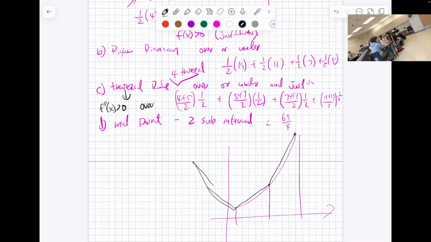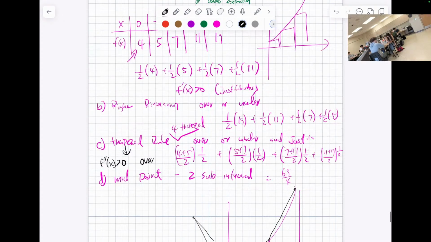Because it's concave up. So if the second derivative is greater than 0, it's concave up. You have to say it's the second derivative. To justify it, you're going to have to say f double prime of x is greater than 0. Is that okay? Any questions?